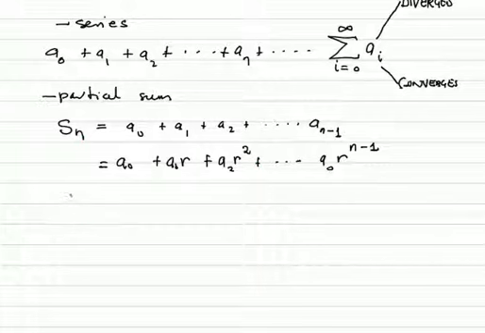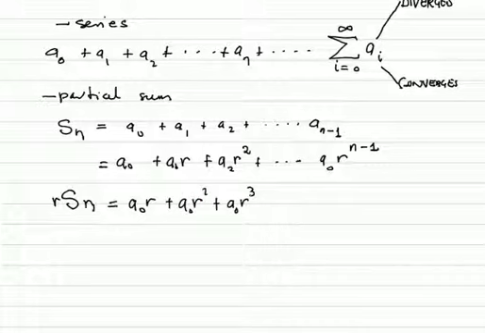In this case, let's consider multiplying Sn by the common ratio r, which will mean that we multiply each and every term here by r, which will give us a0 times r plus a0 times r squared plus a0 times r cubed plus up to plus a0 times r to the power n. I hope we understand that.